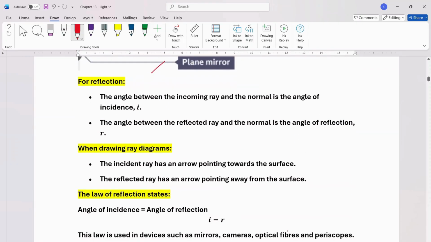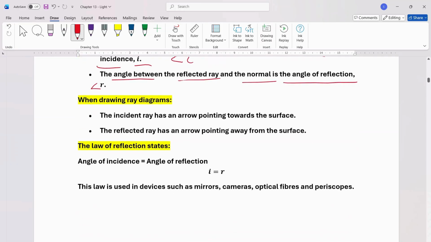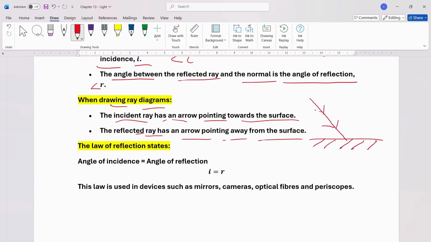For reflection, the angle between the incoming ray and the normal is the angle of incidence, which is angle I. The angle between the reflected ray and the normal is the angle of reflection, which is angle R. When drawing ray diagrams, the incident ray has an arrow pointing towards the surface. The reflected ray has an arrow pointing away from the surface. So if it is an incident ray, the arrow points towards the surface, and if it is a reflected ray, the arrows point away from the surface.